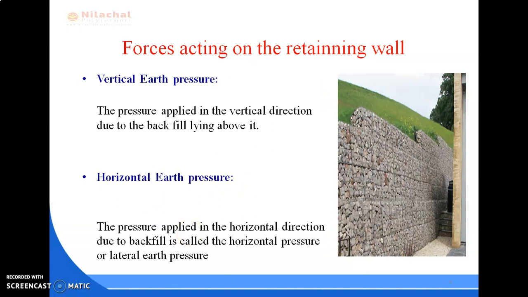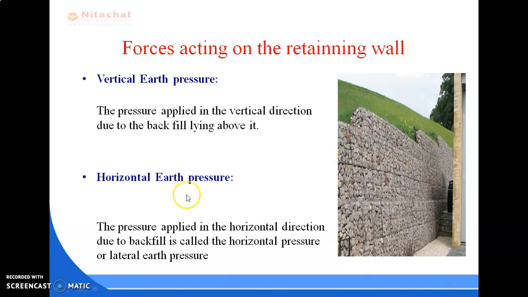Next is the forces acting on the retaining wall. So let us discuss what are the types of forces which are acting on the retaining wall. So first is the vertical earth pressure. This is the pressure applied in the vertical direction due to the backfill lying above it. So whatever backfill or retained soil is present behind the retaining wall, the load applied by this backfill in the vertical direction is known as vertical earth pressure.